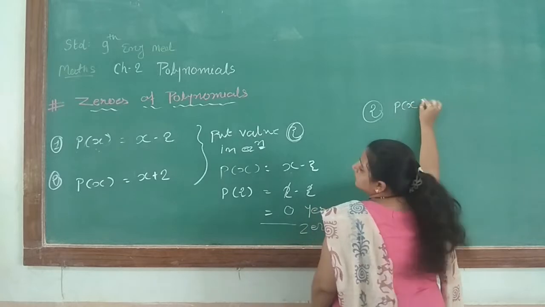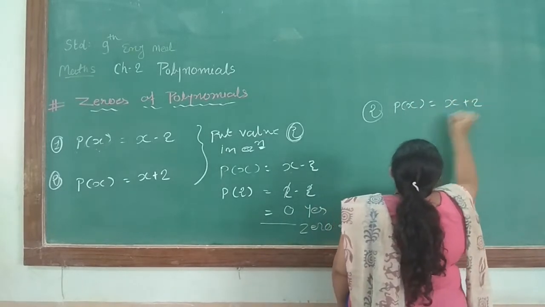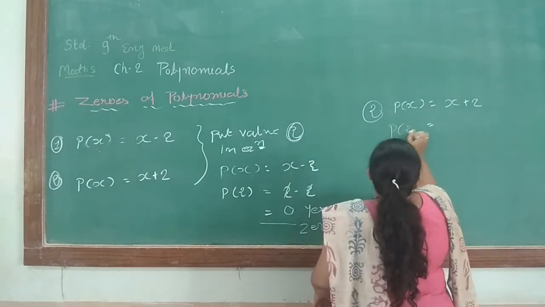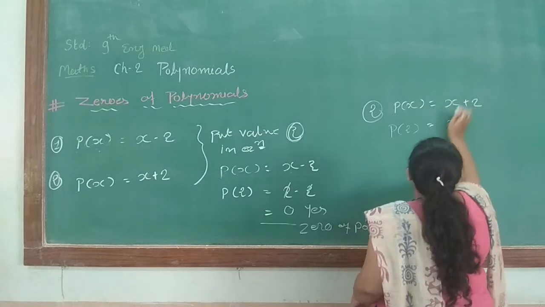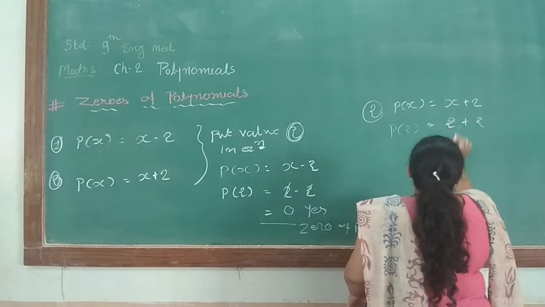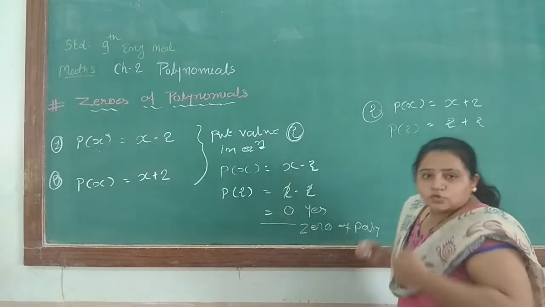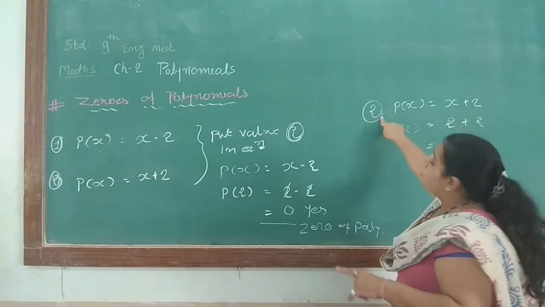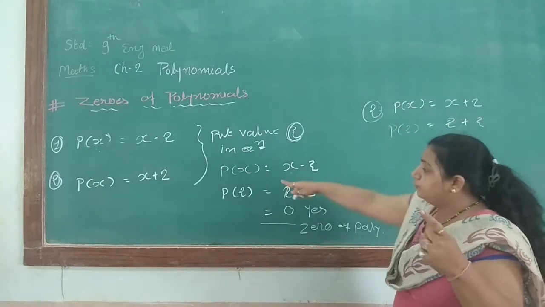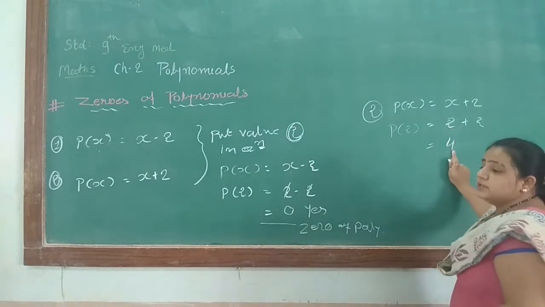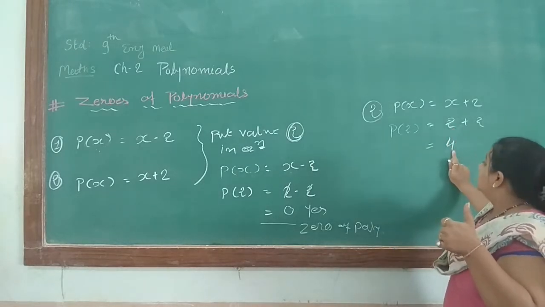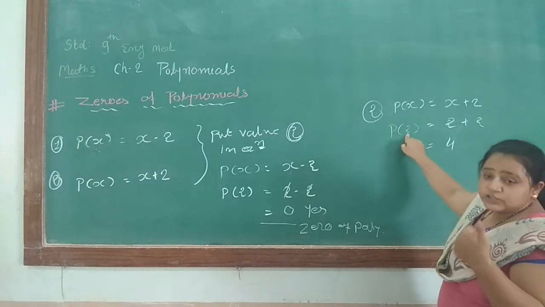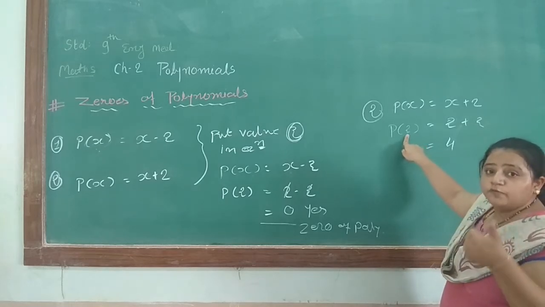And the second one, p of x equals x plus 2. Now the same number, we will put 2 in the place of x. 2 plus 2, so the answer is 4. So 2 is not a zero of the polynomial for the second polynomial. Here the answer is 4, not 0. So 2 is not a zero of the polynomial.